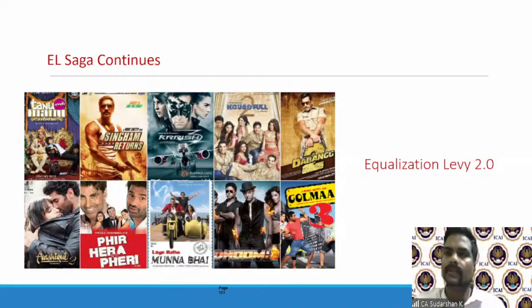And that is going to be the major part of today's discussion. Equalization Levy 1.0, very simple: online advertisement, 6%, the resident has to withhold. Equalization Levy 2.0, of course, 2.0 is colloquially used, but under Equalization Levy, what I mean by 2.0 is that the scope and the mechanics have increased to other transactions as well.